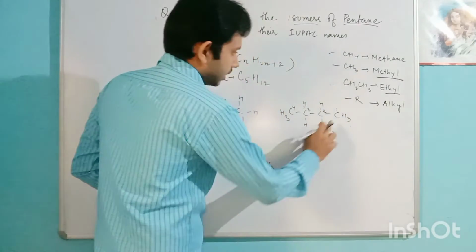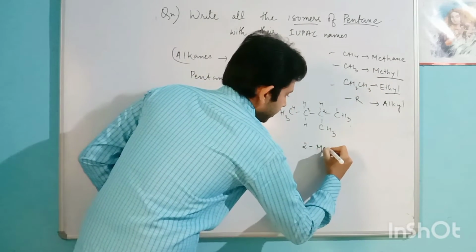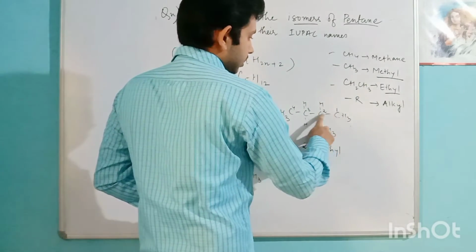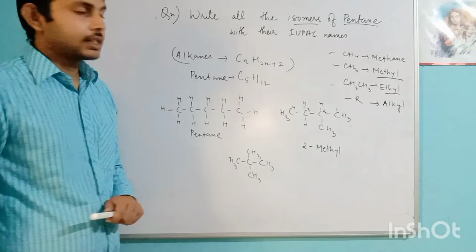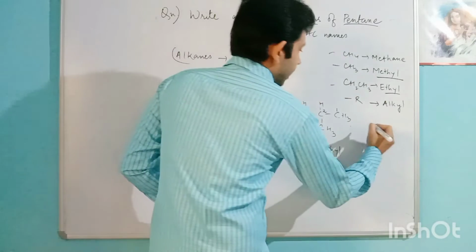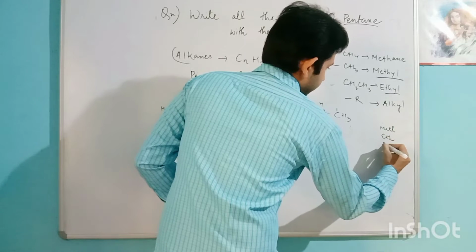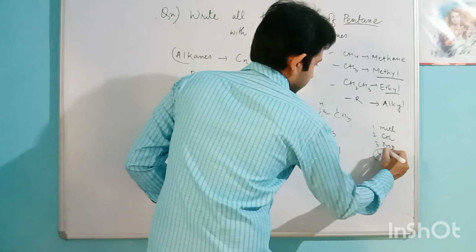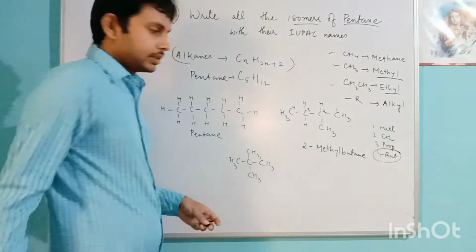Now let's write the name. At number 2 position there is this group. This is called methyl. And next what you have to write, see the carbon chain. How many carbons are there in the carbon chain? 1, 2, 3, 4. 4 carbons are present. So for 4 carbons we write meth, eth, prop, but. We write but. 1, 2, 3, 4. So we will write butane since all are single bonds. Understood?